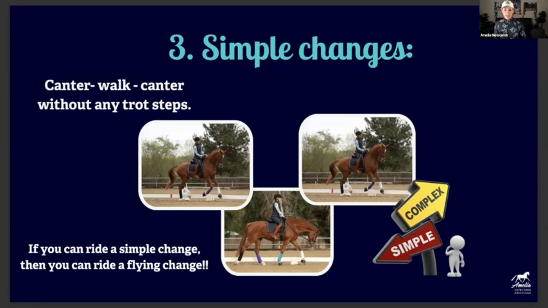And what's really important with the simple changes is that you can go directly from canter to walk and back to canter. That is a test of your collection, that your horse knows easily what lead you're picking up, that your horse stays through and soft and round and responsive to the aid. The better your simple changes, the easier and the better your flying changes will be. So the good news is that if you can ride a simple change, then you're well on your way to riding a flying change.